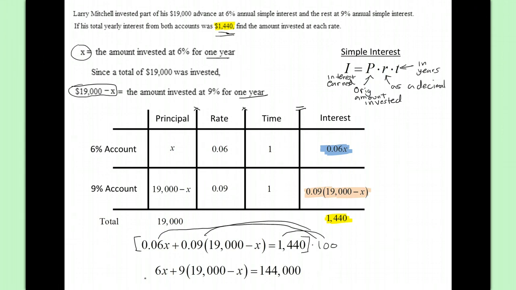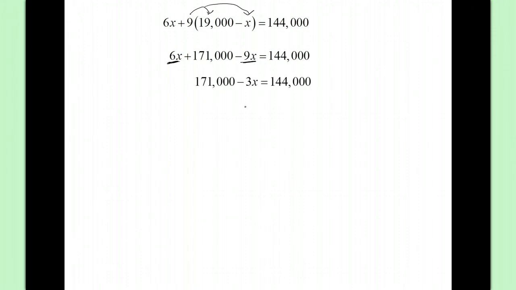Let's take this over to the next slide. So what are we going to do? To solve this for x, we're going to distribute. We're going to multiply the 9 times 19,000 and the 9 times the negative x. 19,000 times 9 is 171,000. And 9 times the negative x is a negative 9x. Now we combine like terms. If you have a 6x on the same side as a minus 9x, you can combine them together, leaving you with negative 3x.